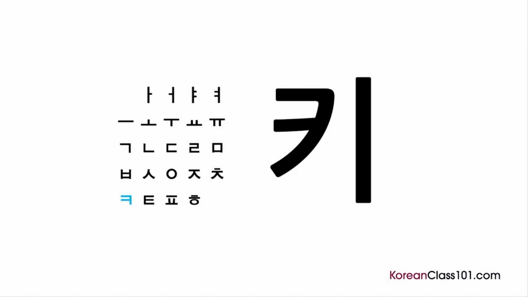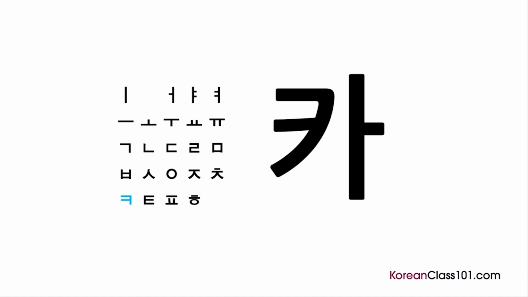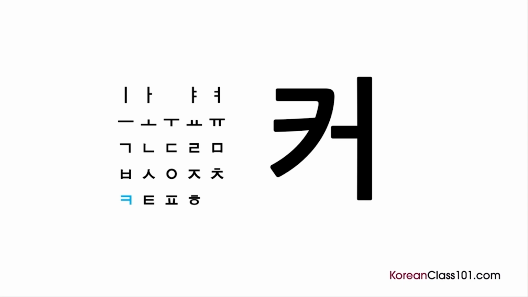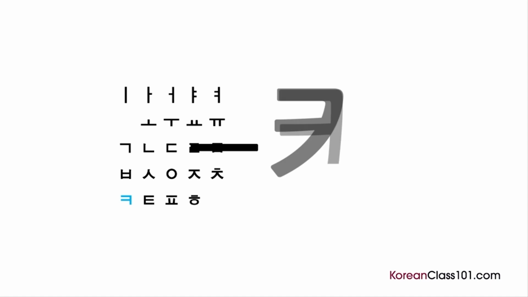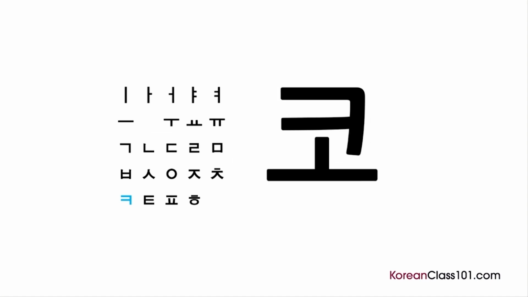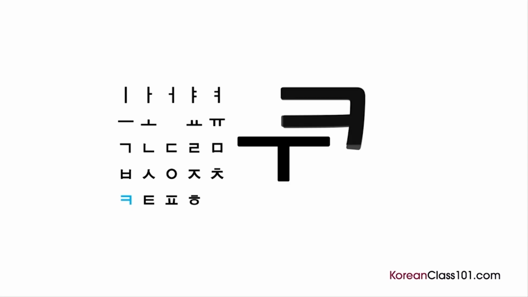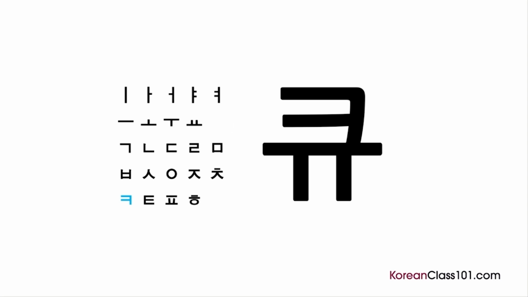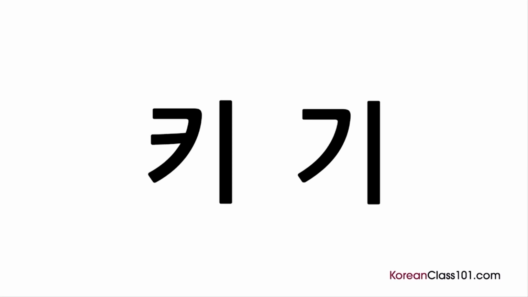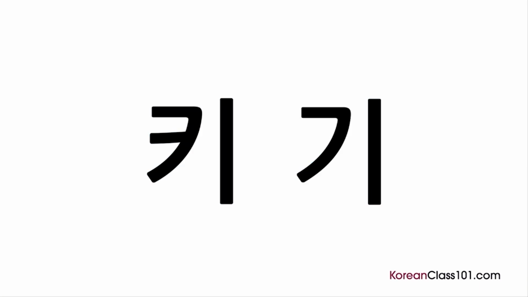키, 가, 카, 캬, 커, 켜, 그, 코, 쿄, 구, 규. Can you hear the difference? Ki, gi, ki, gi. The difference is subtle, but it's there. If you're having a hard time, don't worry. We will go into the details of pronunciation in Lesson 8, so don't miss it.